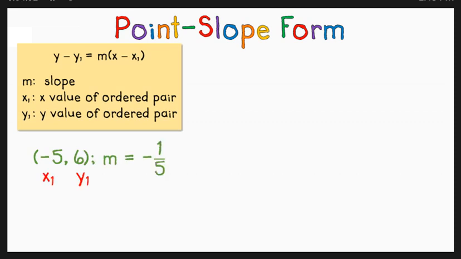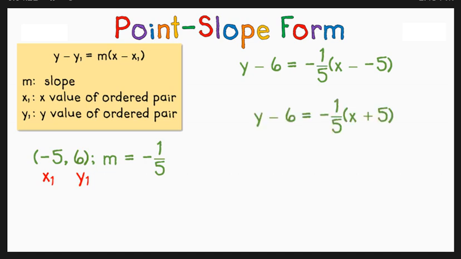So given the point negative 5, 6 with the slope of negative 1/5, we can convert this to point-slope form by writing the equation y minus 6 equals negative 1/5 in parentheses x minus negative 5. We can then simplify the x minus negative 5, or the opposite of negative 5, to be x plus 5. We would then need to distribute the negative 1/5 to the x and to the positive 5. And so negative 1/5 times x is negative 1/5 x, and negative 1/5 times 5 is negative 1. So we would have the equation y minus 6 equals negative 1/5 x minus 1.